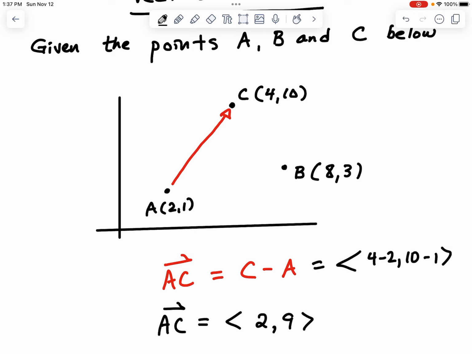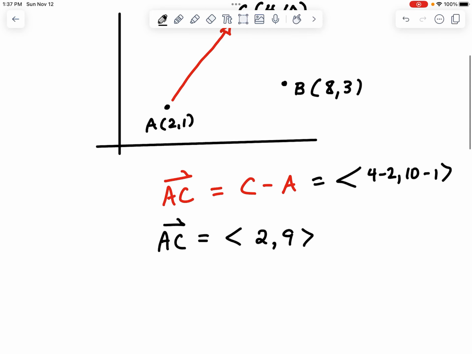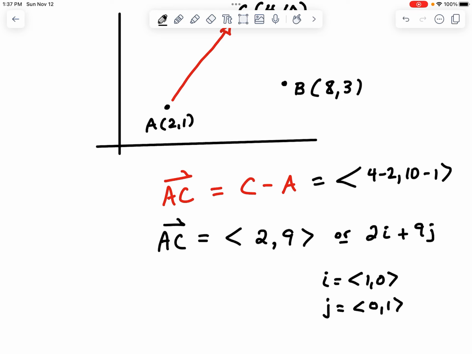Okay, just real quick, this vector <2, 9> could also be written, in some places, as 2i plus 9j. So that's another way to write a vector. The i is equal to <1, 0>. So when you multiply it by 2, it means that the x value is going to be a 2. The j stands for the vector <0, 1>. So if you multiply that by a 9, it makes the second component a 9.